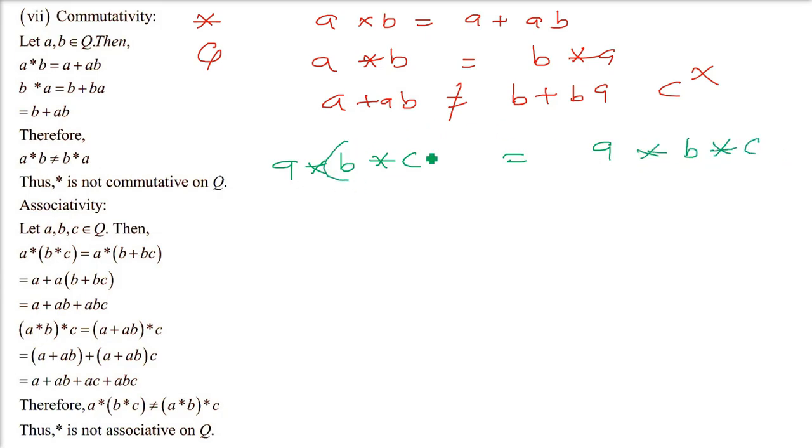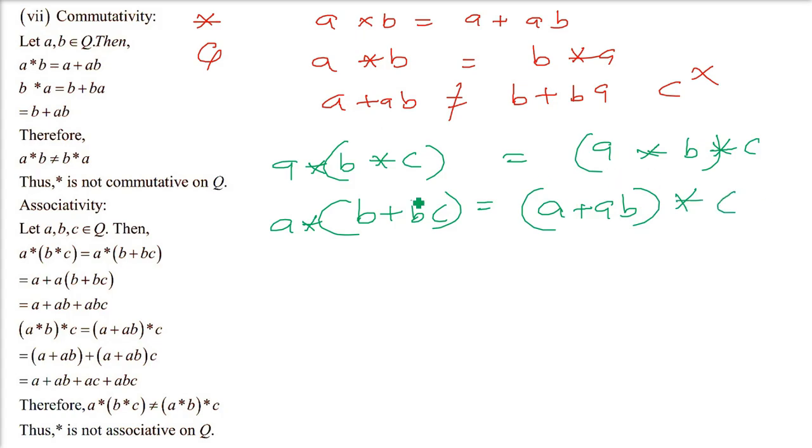Then we'll do these two. So we have this A star (B star C). What does it mean? This is B plus BC. So A star (B plus BC). And this is (A plus AB) star C. Okay, now A star (B plus BC).